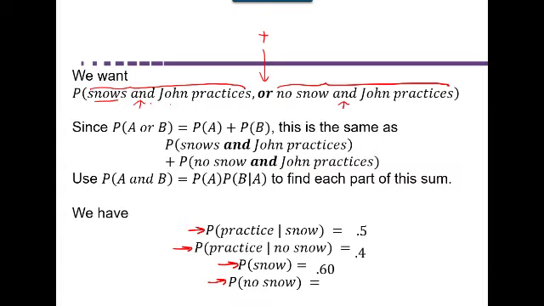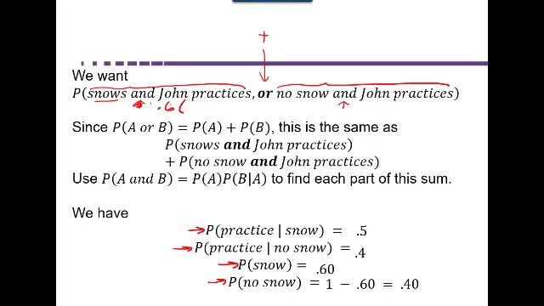So how would you find the probability of no snow? That's a complement, isn't it? Remember, the probability of something happening is 1 minus the probability that it doesn't, and vice versa. They have to add up to 1. So this is going to be 1 minus 0.6, which is 0.4. Okay, so we have the 4 pieces that we need to do the calculation that we want.